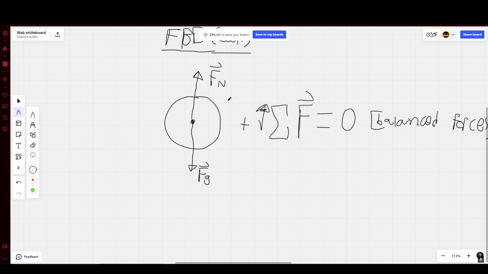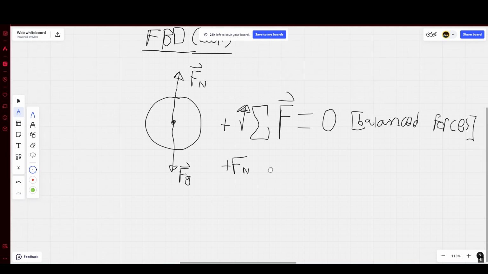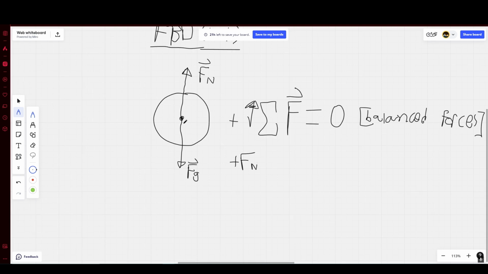So now we'll expand this. So Fn is up, the normal force is up, so we're just going to take the vector off, now it's only magnitude, and we're going to write a positive sign right here. You don't need to write this because it's already implied, but I like to write it to remind me of what I'm doing. And then the force of gravity is pointing downwards, and since we know that up is positive, then downwards is going to be negative. So we're going to write negative Fg. And this is going to be 0.